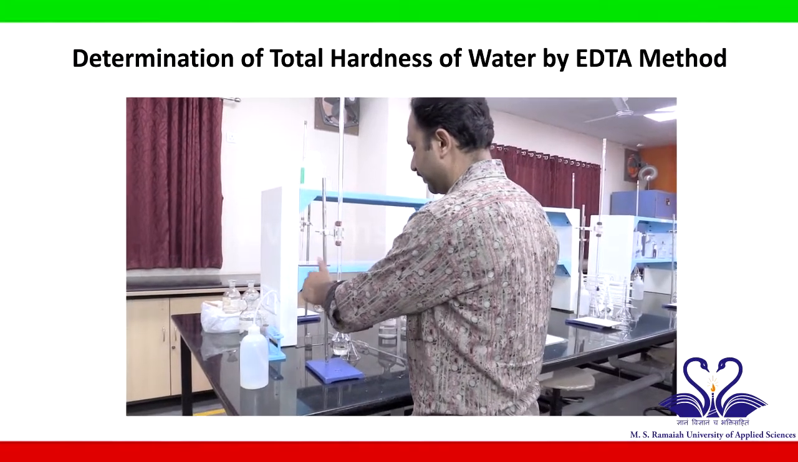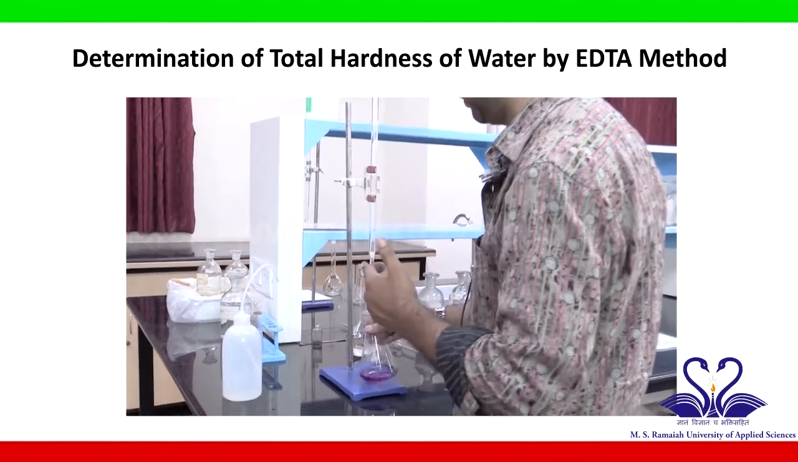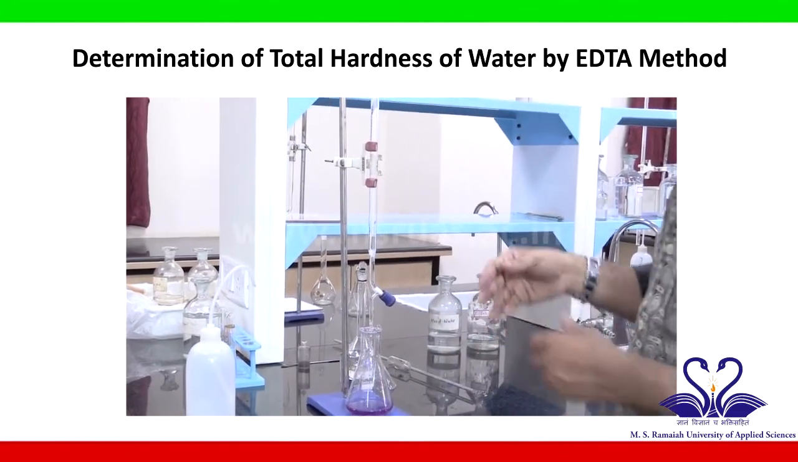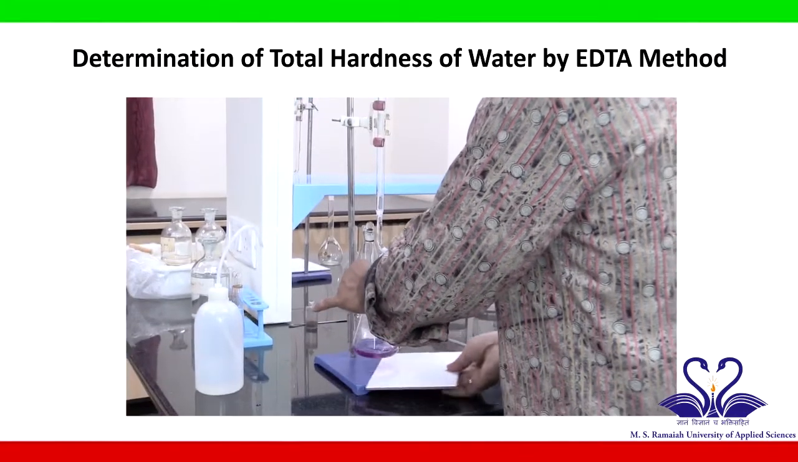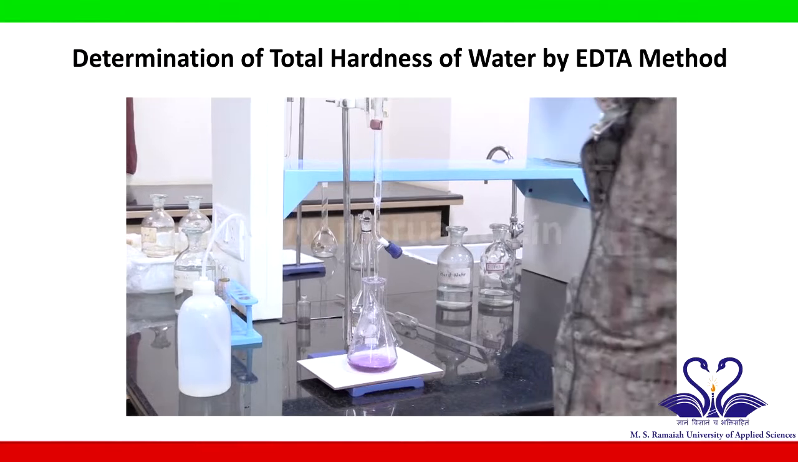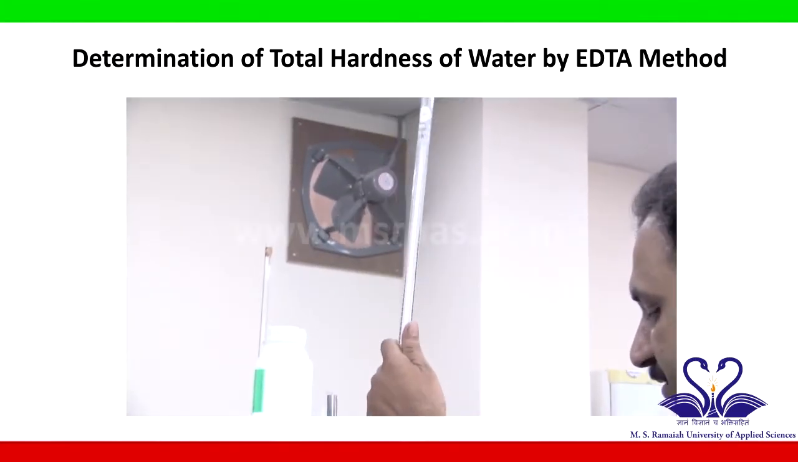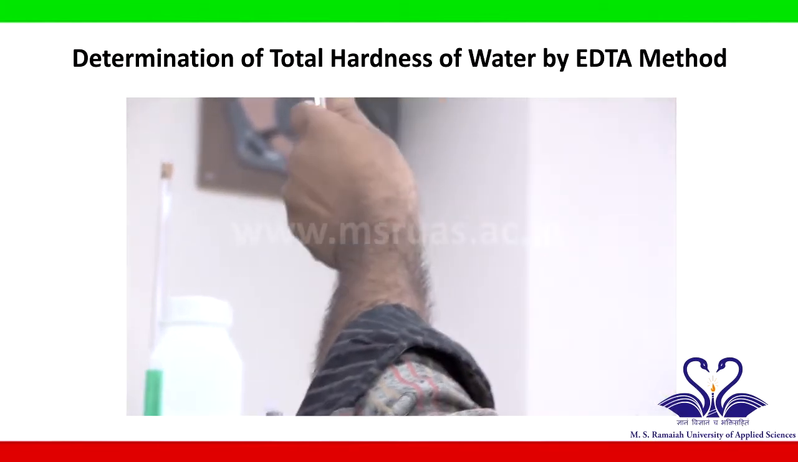So now you are going to titrate it against the standard EDTA solution. Before starting the titration, you have to see that it is at the 0 mark. Yes, it is at the 0 mark. So now you can start the titration.